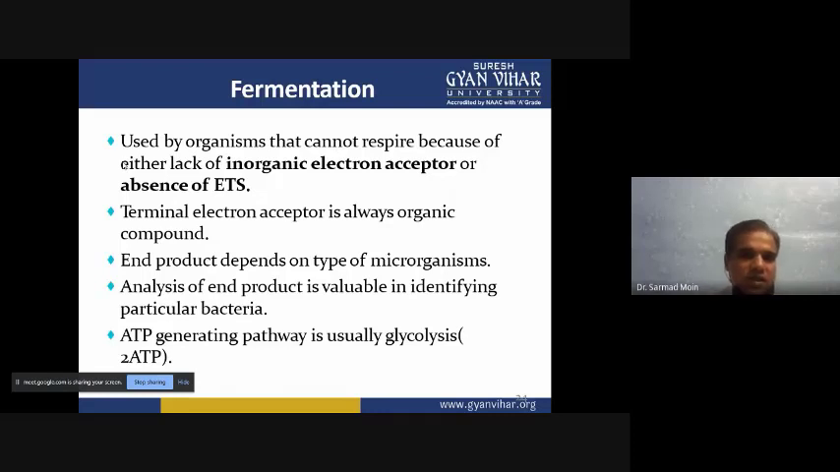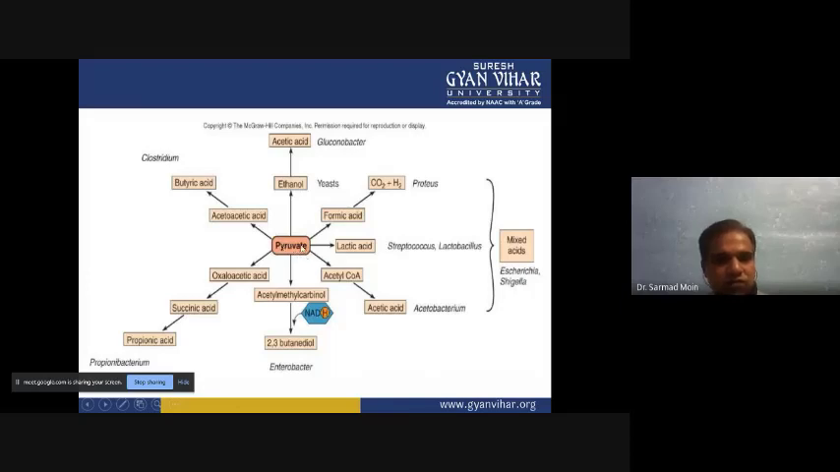So an inorganic electron acceptor is required, and they are all absent in the electron transport chain. So the terminal electron acceptor is always an organic compound, not an oxygen compound. So oxygen is not required, and an organic compound serves as the terminal electron acceptor. Then the end product depends on the type of microorganism. Different types of microorganisms produce different types of end products. We'll discuss how these different microorganisms utilize pyruvate and convert it into different products.